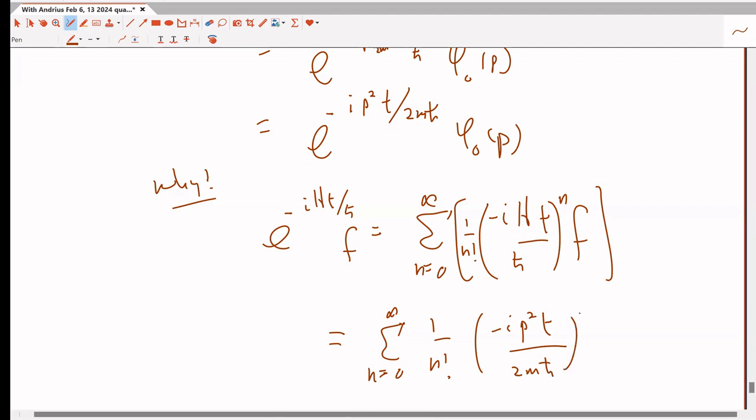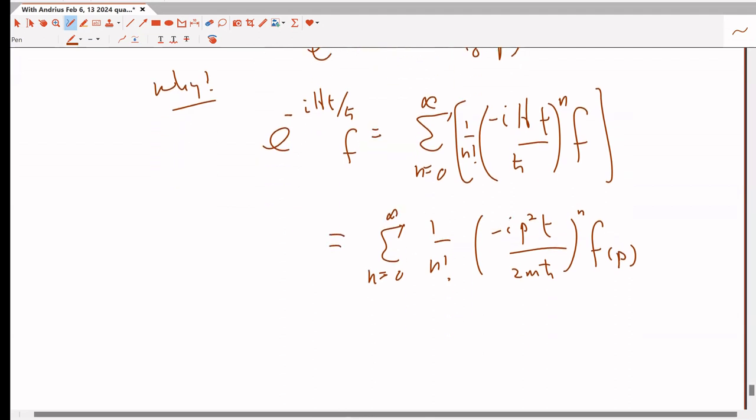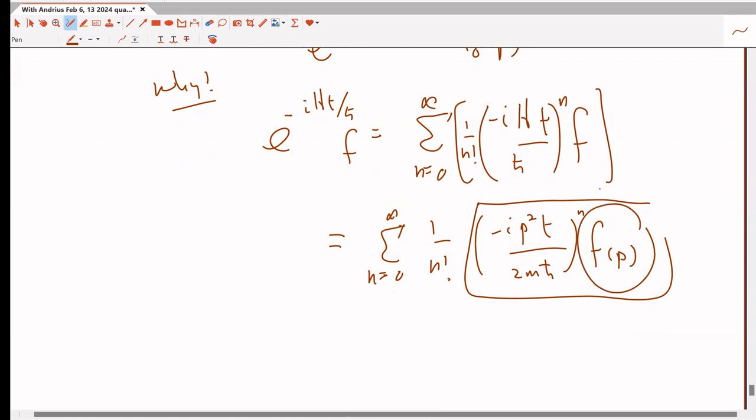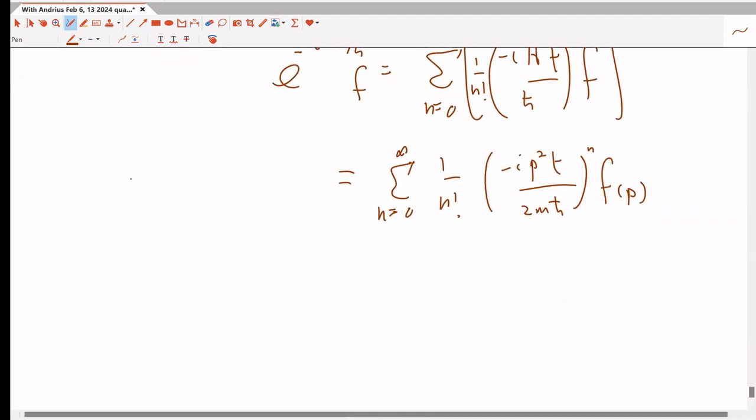To the nth power, multiplied by f of p. But this is particularly simple. It's just multiplication by a function of p times f, and therefore f can be factored out of the entire summation. As far as the summation is concerned, it's a constant.